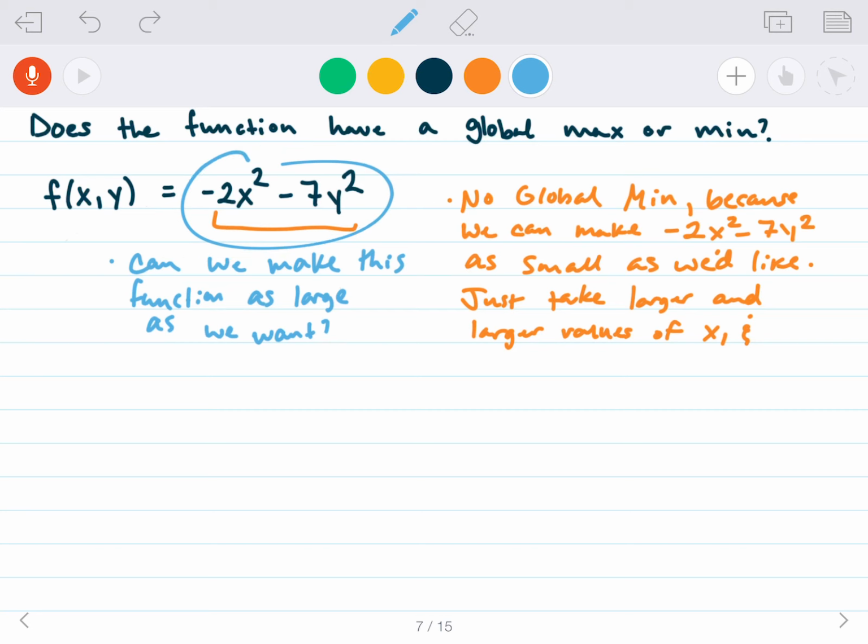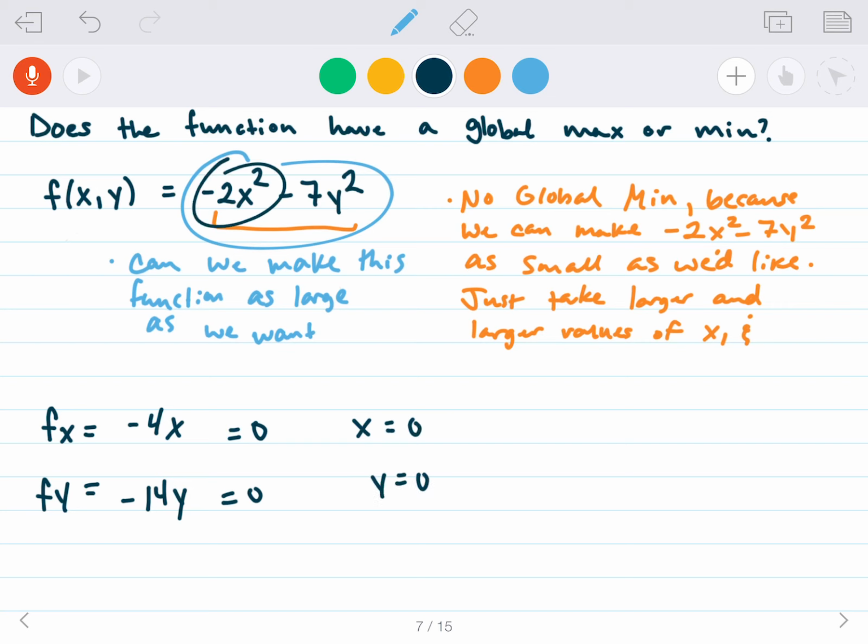Okay, so let's go ahead and figure out what our critical points are and then use those to analyze the graph. Okay, so if I take the partial with respect to x, I get negative 4x. If I take the partial with respect to y, I get negative 14y, just using the power rule. Setting these equal to 0, I get x is 0, y is 0. When I plug in 0 and 0 back into my original function, I get z is equal to 0. So my critical point is at 0, 0, 0.